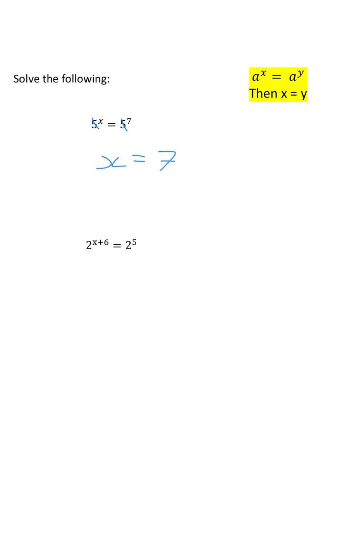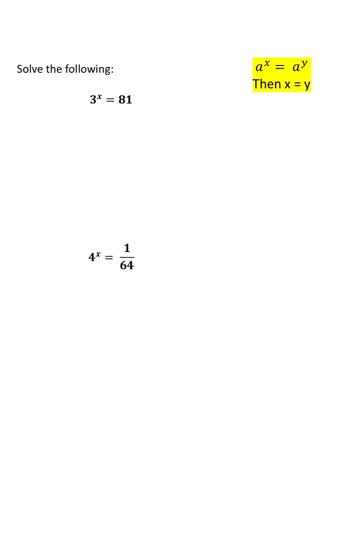Same with the next one, we can cancel off the bases because they're the same. So then x plus 6 is equal to 5. So then we can bring the 6 to the other side, it becomes minus 6. So x equals 5 minus 6, so x equals minus 1.